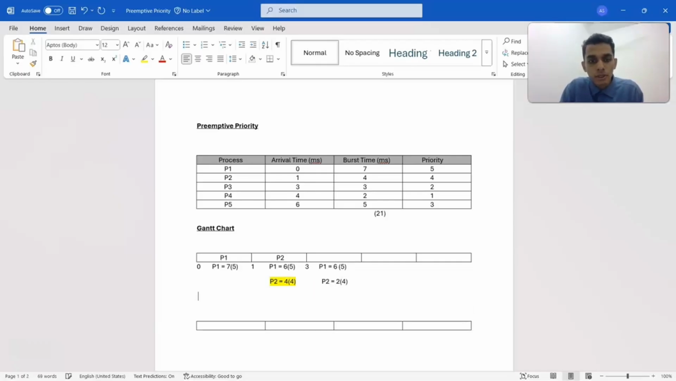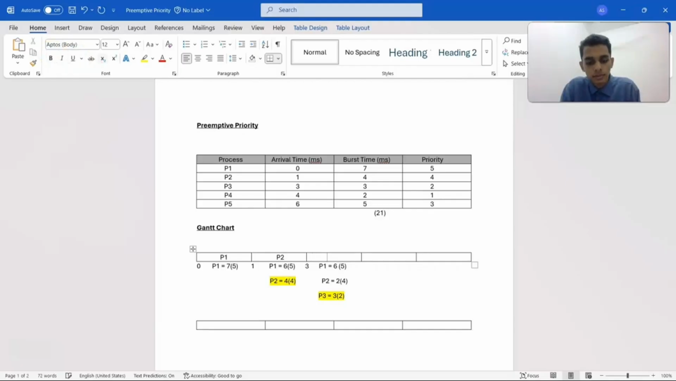And now we have to include P3, which has arrived, into our ready queue. P3 has a burst time of 3 milliseconds and a priority of 2. And now we have to figure out which has the highest priority for us to put inside the box. We can see that P3 has the highest priority at 2 compared to P2 and P1. So we will now execute process 3. And once you have done that, we can now continue to the rest.